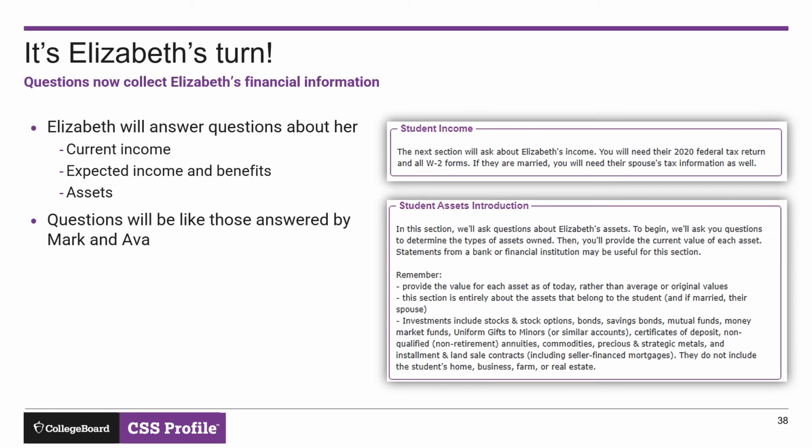Once Mark and Ava have provided their income and asset information and reported their family members, it will be Elizabeth's turn to report her own income and assets. She'll see fewer questions because she doesn't have much in the way of income or assets.